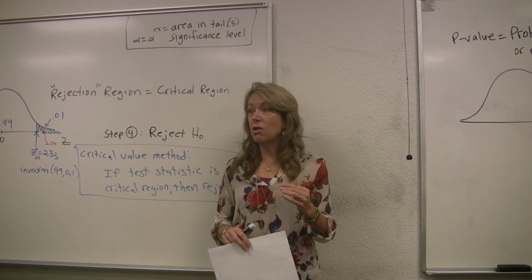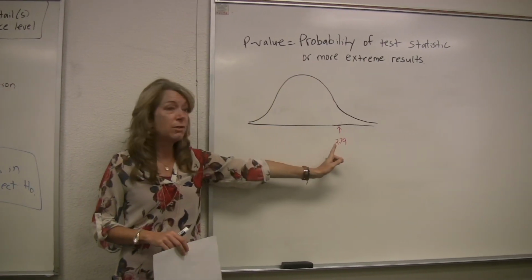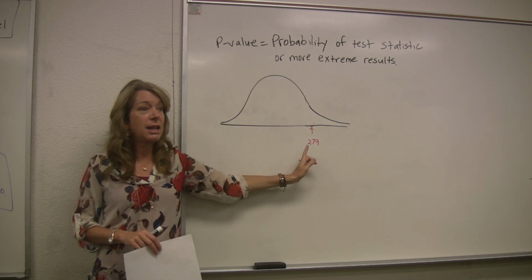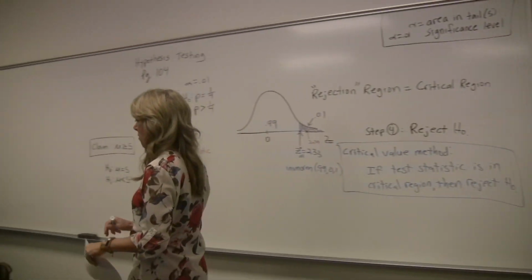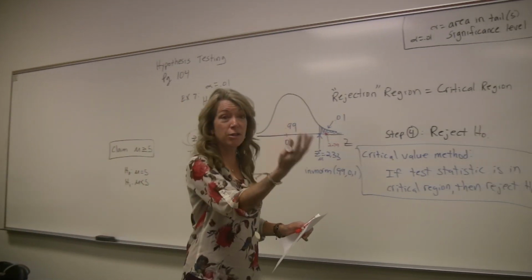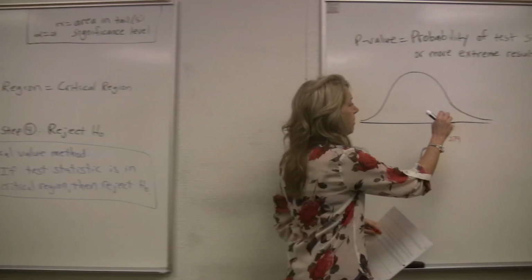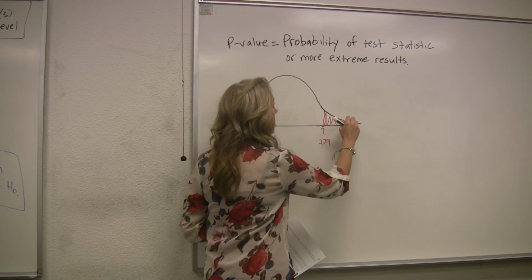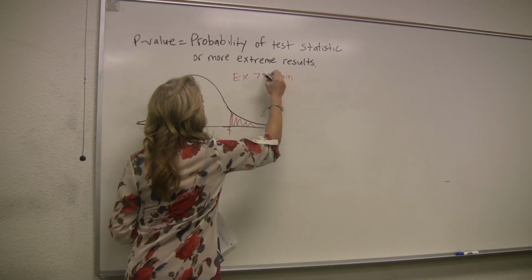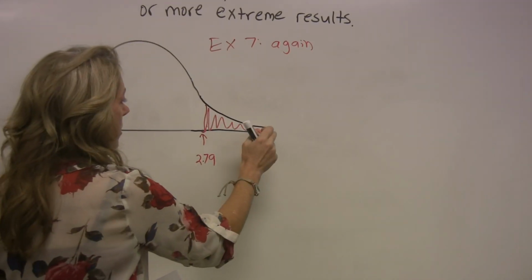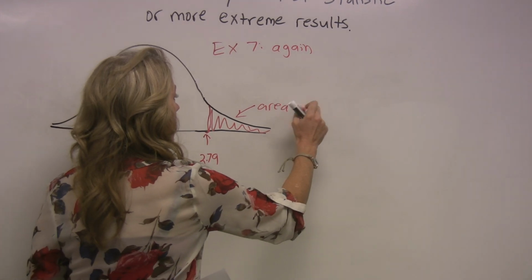The important thing is knowing what the p-value is. The p-value is the probability of getting your test statistic, which was our 2.79, getting this result or more extreme. What do I mean by more extreme? Higher in this case, because it was a greater than claim. Way back over here, still doing example 7. This area right here equals the p-value.